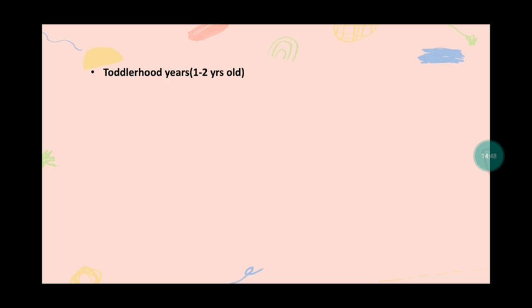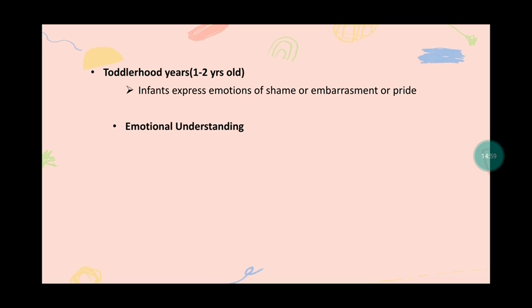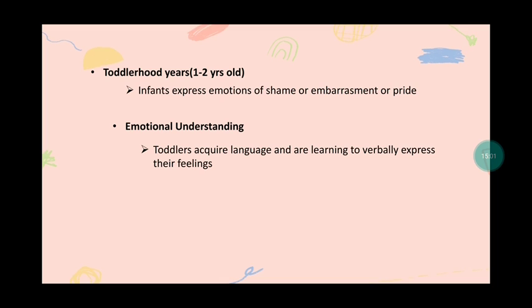Next is the toddlerhood years, 1 to 2 years old. Infants express emotions of shame or embarrassment or pride. Emotional understanding. Toddlers acquire language and are learning to verbally express their feelings.